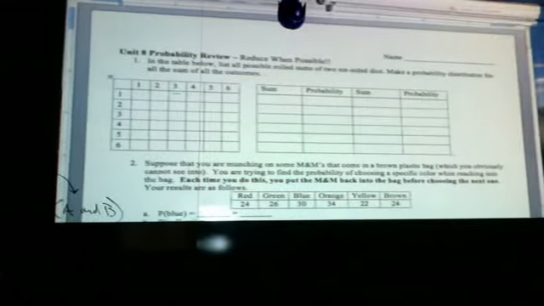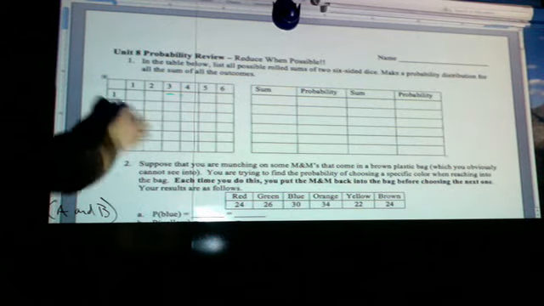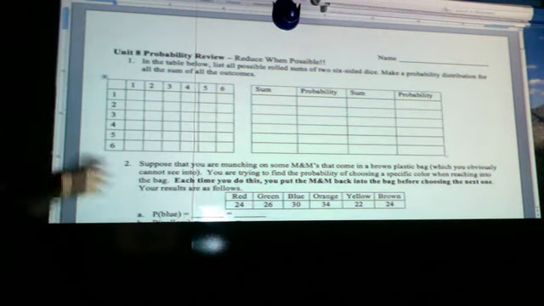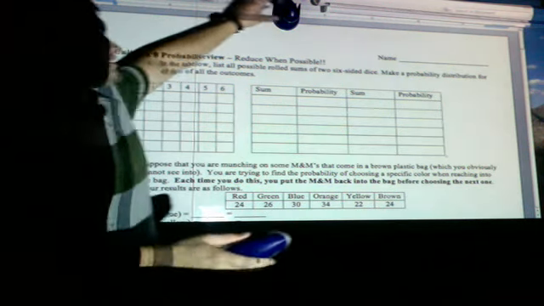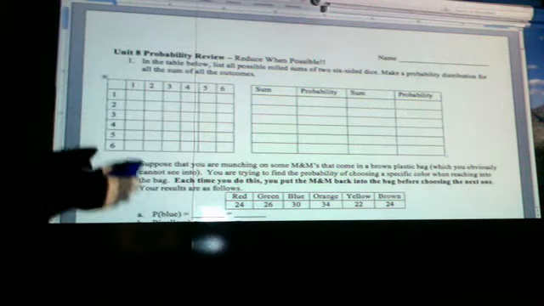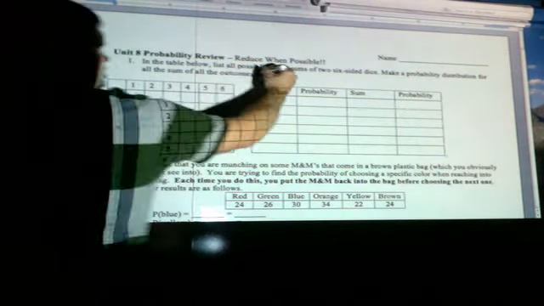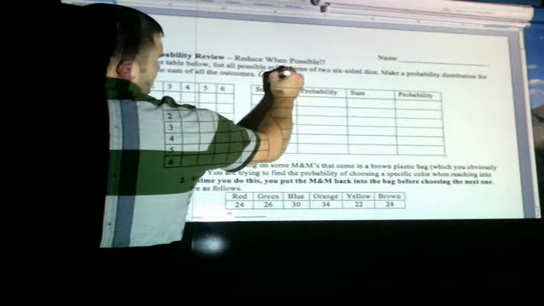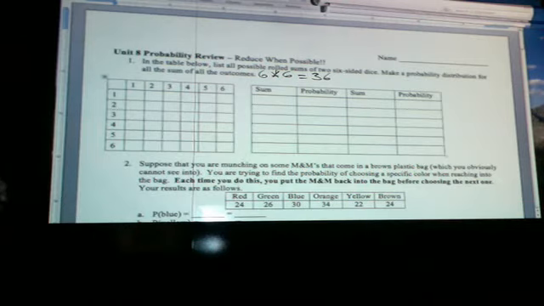All right, hopefully what you see on the screen right now looks familiar. It is part of your review. Now this first question says, in the table below, list all possible rolled sums of 2 6-sided dice. Make a probability distribution for all sums of the outcomes. Now real quick, how many outcomes total are there going to be? Well, 6 is one dice, times 6 is the other dice, equals 36 total outcomes. And if you count the number of squares in my table, you get 36.